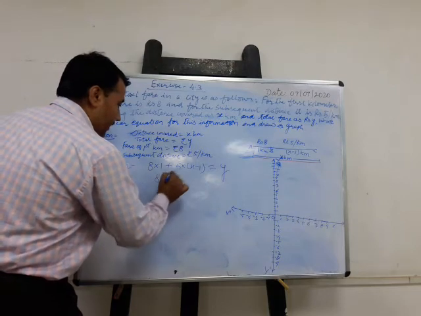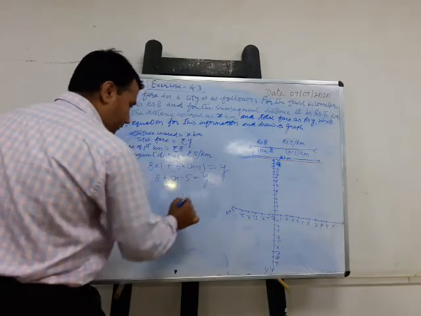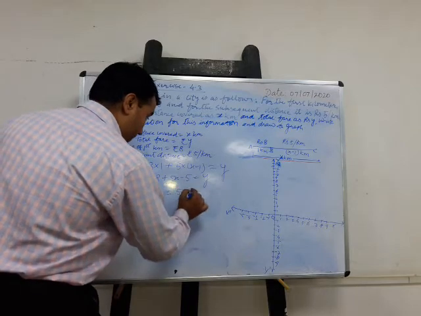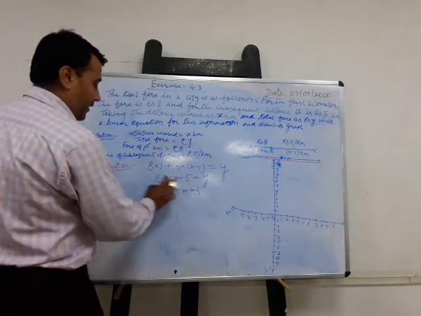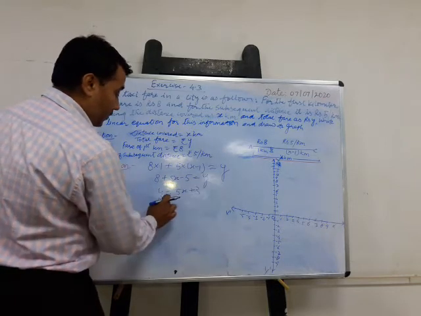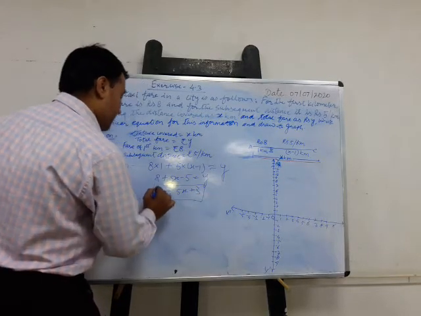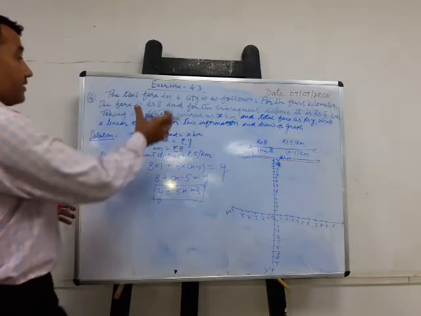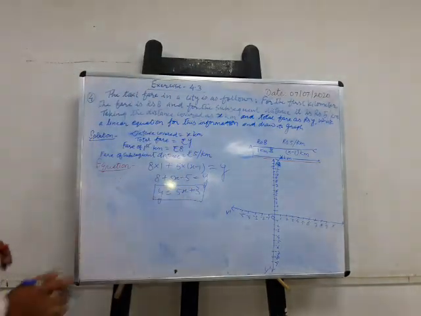8 times 1 is 8, plus 5x minus 5 equal to y. Now this implies y equal to 5x plus 3. Let's once again, 8 times 1 is 8, 5x minus 5 equal to y, then y equal to 5x plus 3. This is your linear equation in two variables that has been framed according to the given conditions. Now the next target is to draw the graph for the given linear equation. That is how to draw the graph.